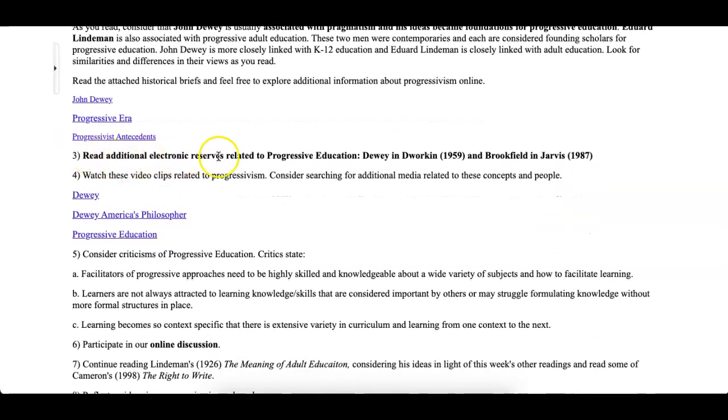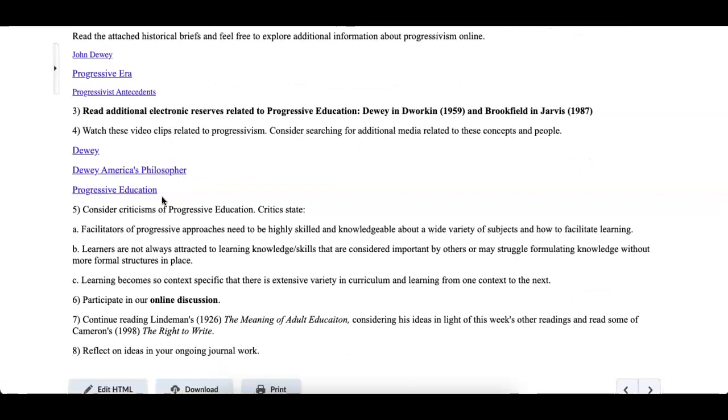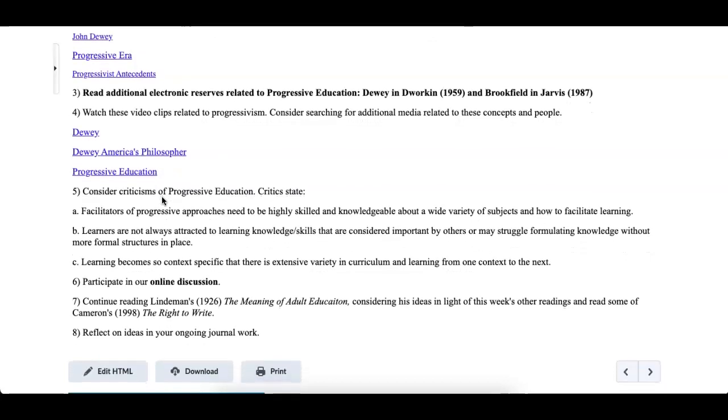Take a look at the electronic reserves. Watch video clips. These are all wonderful. All of these work at this point. If you find that one of them doesn't work, please let me know right away, because sometimes I have the video clip on my laptop, and that's why I can see it, but it might not be able to be seen by you. So if you run into any issues with these videos, please let me know.